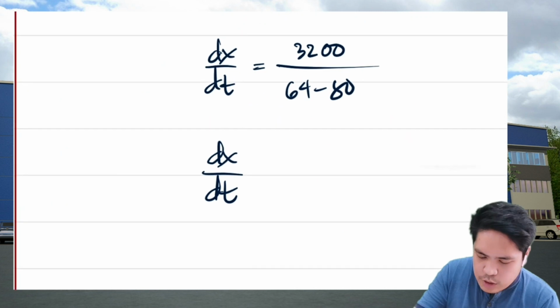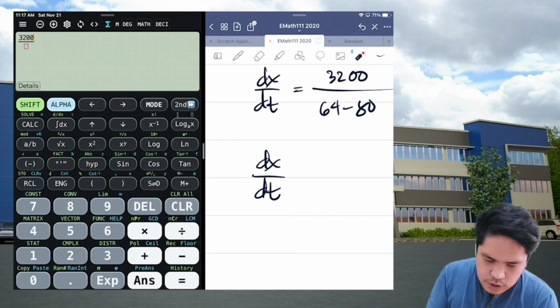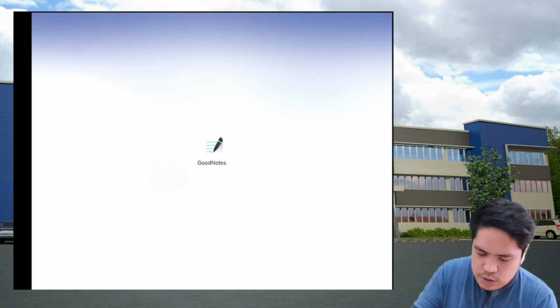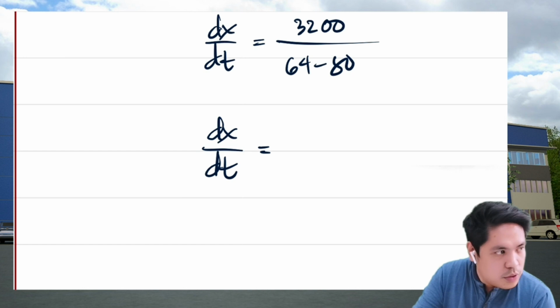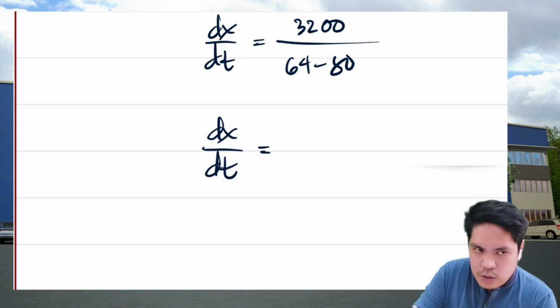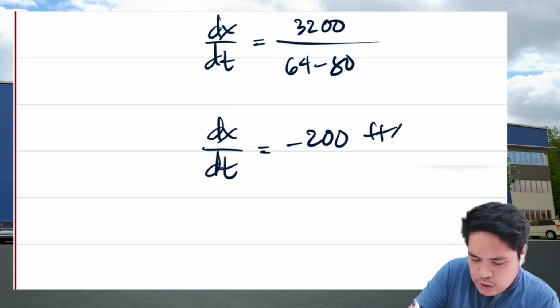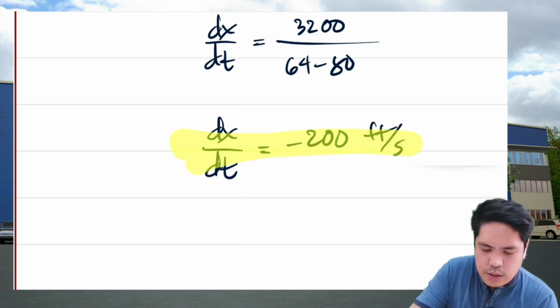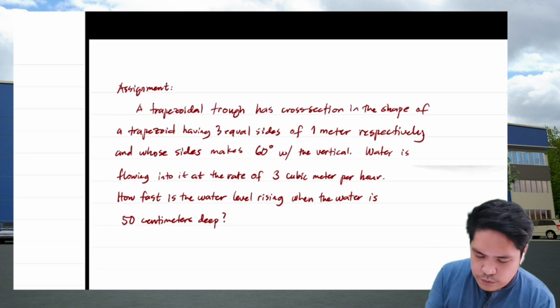Okay, so we'll just use our calculator. We'll have 3,200 divided by 64 minus 80. So the answer is negative 200. So the rate of change of the shadow after 1 second is just negative 200 feet per second. So this is our answer. Very easy.